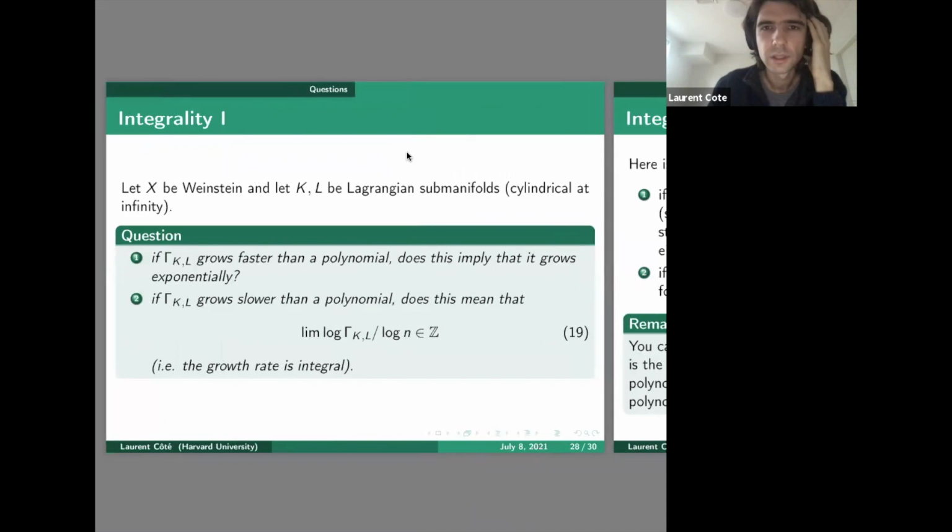The next set of questions is about integrality. So again, let's take X to be a Weinstein manifold and fix a pair of Lagrangian submanifolds, which are conical at infinity. And one can ask some pretty naive questions, which we have essentially no idea how to answer. So one question is, suppose that the growth of gamma k comma L is faster than polynomial. Does this imply that it's actually exponential? And we don't know. And similarly, suppose now that you do know that the growth is polynomial. Does that mean that log of gamma k sub L divided by log n is an integer? So it's not something like n to the power of 1/2. And we don't know how to answer this question either.